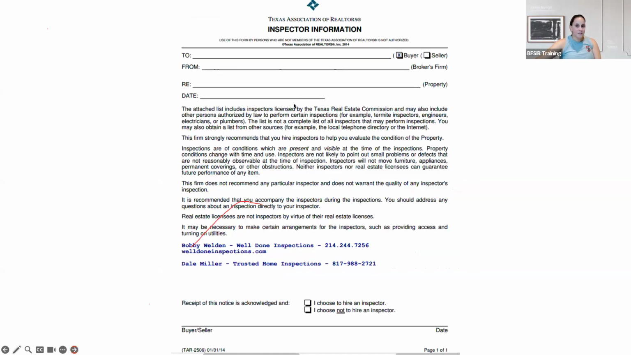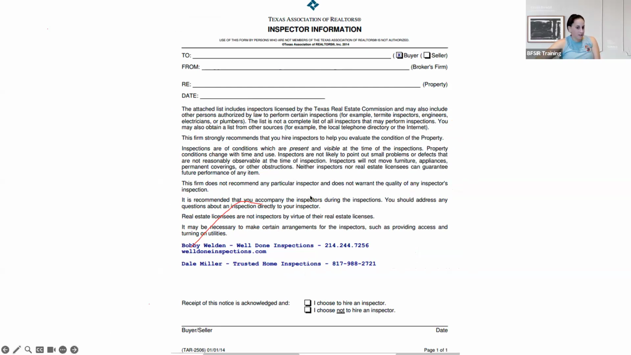Okay, this is a good form. I don't know how many agents are aware of it, so I just like to point it out. This is the form that basically says, here's a list of inspectors. We strongly recommend you hire one. Again, this is a Texas Association of Realtors form, which means our entity drafted it, right? It's favorable to us. It protects us as brokers. So we don't recommend anyone specific.